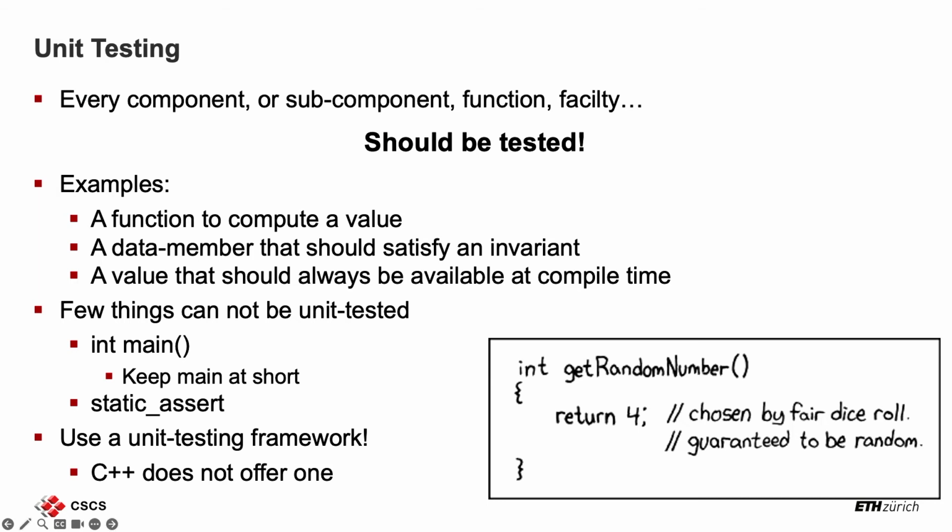So everything should be tested, right? There are only a few things that cannot be tested. But if you have a function, if you have a class, if you have a class with an invariant, you need to test that the invariant is always valid. You need to check that the function produces the value that you care about. C++ doesn't offer a testing framework. There are testing frameworks out there, and Fauzi will go into these kinds of things. But there are tools out there you can use.